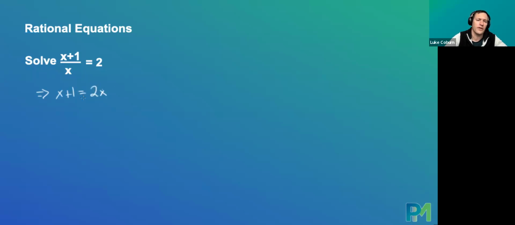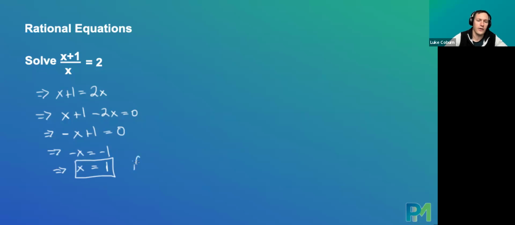Okay, we're almost there, but I want to gather together like terms. If I had numbers and x's, I want to put them all together. So let's bring everything to the left-hand side. So x plus 1 minus 2x is equal to 0. And then minus x plus 1 is equal to 0. And then we can say minus x is equal to minus 1. And then we multiply both sides by minus 1, x is equal to 1. Okay. And that's our answer.